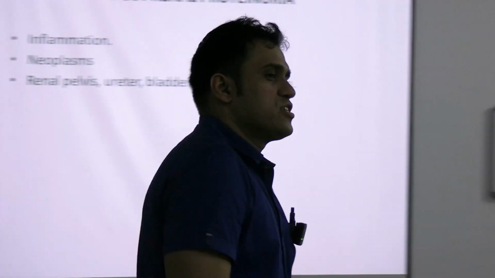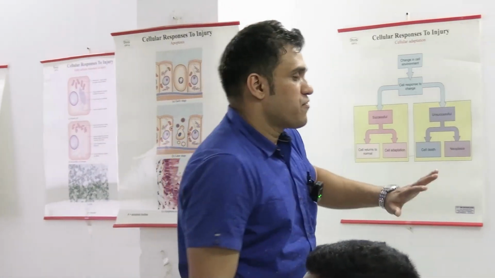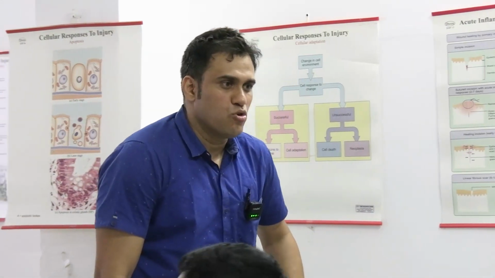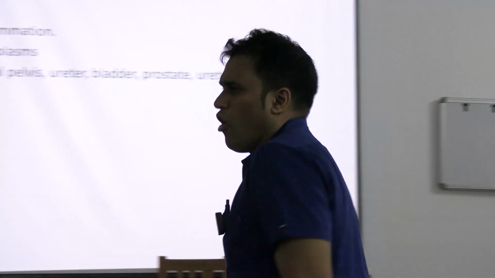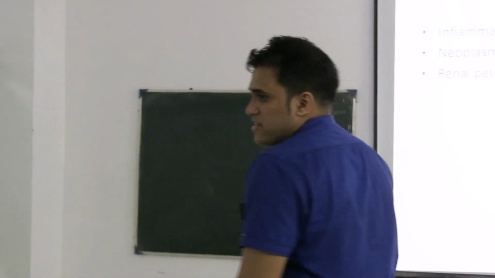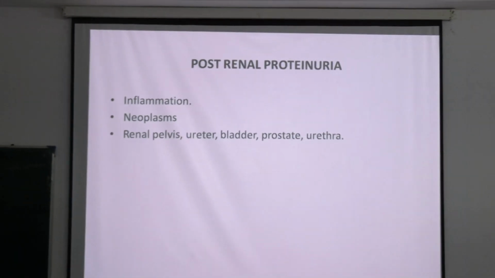And then post-renal proteinuria. Post-renal proteinuria means after the kidney. The pathology lies at a point away from the kidney, after the kidney. So where does the pathology lie? Probably bladder, ureter, urethra, etc. And it occurs because of inflammation or neoplasms in these sites. So that is post-renal proteinuria.